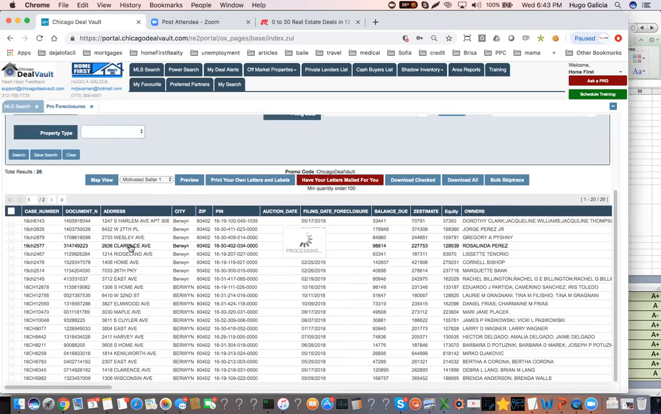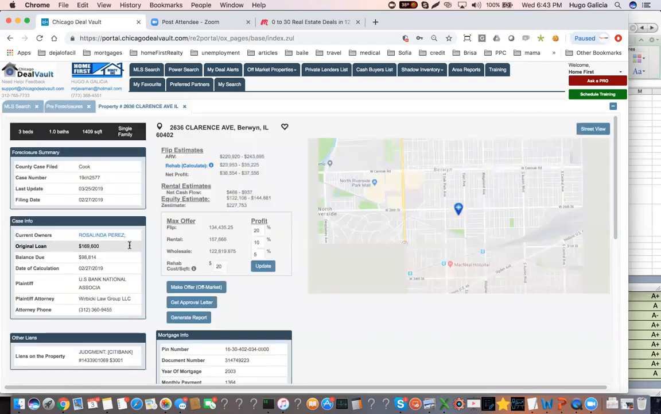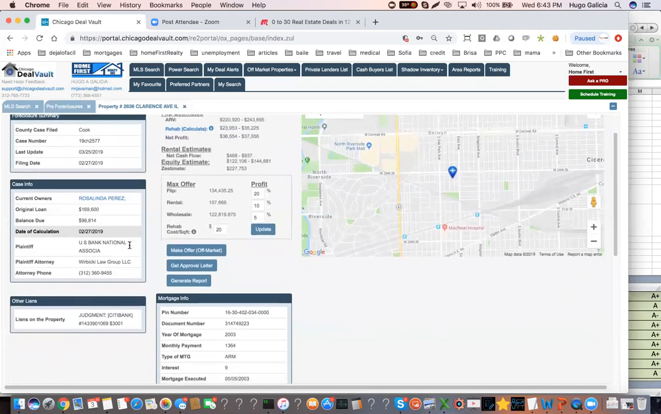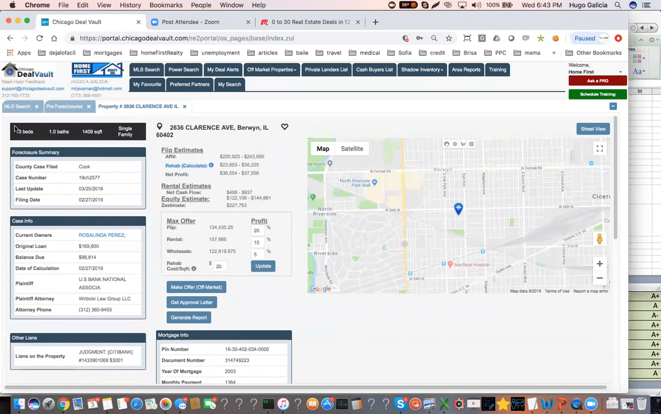Just randomly pick one of them. Okay, so this property, we're gonna give you the debt coverage ratio in the rental calculator. But let's just quickly look at the numbers. So this is a 3-bedroom, 1-bath, 1,400 square footage. So what's really critical about this is, first of all, how much is owed to the bank?